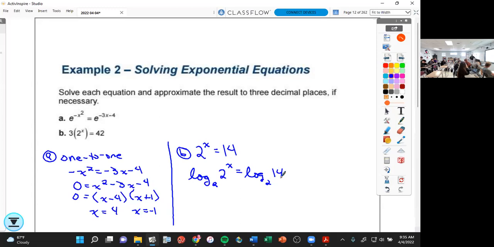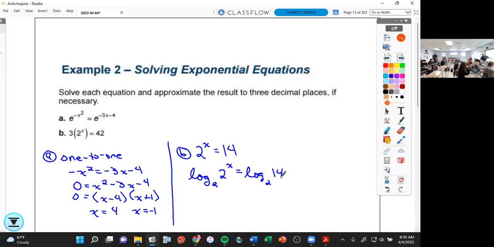What can I do to the left side? Log base 2 of 2 to the x power. Well, we're finding x. That's the whole problem that we're working on here. What was that property? There was a property that said if I'm taking the log base a of a to some power, I can take the exponent and move it to the front.